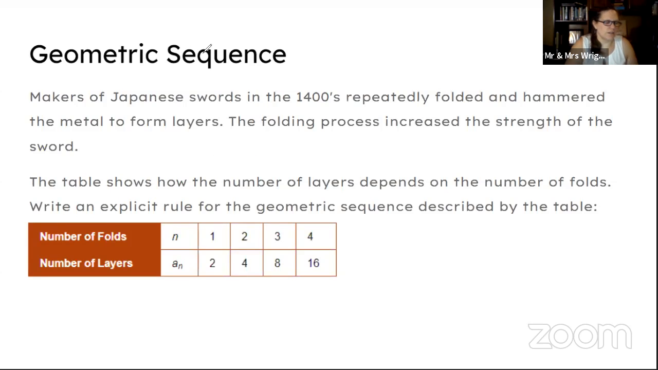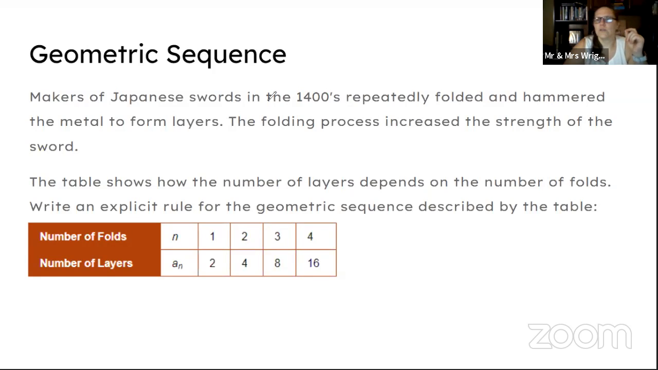So let's look at this problem right here. We have some Japanese sword makers. They really make some pretty cool swords in the 1400s. They would take metal and repeatedly fold it over and fold it over again and hammer it down to form some layers. This folding process increased the strength of the sword. And the table we have below tells us how many layers are in each sword, and it depends on the number of folds. So we're asked to write an explicit rule for the geometric sequence described by the table.